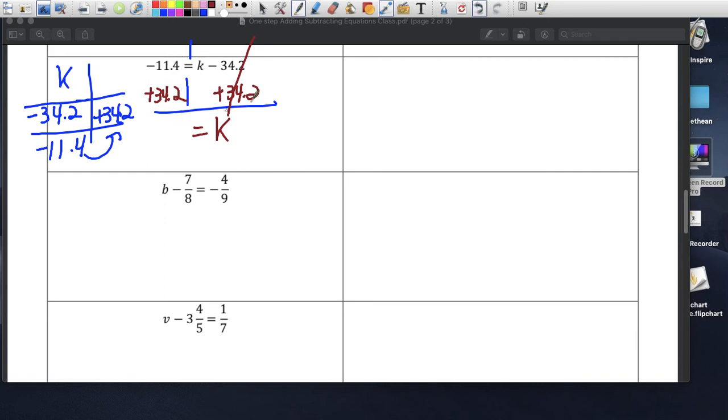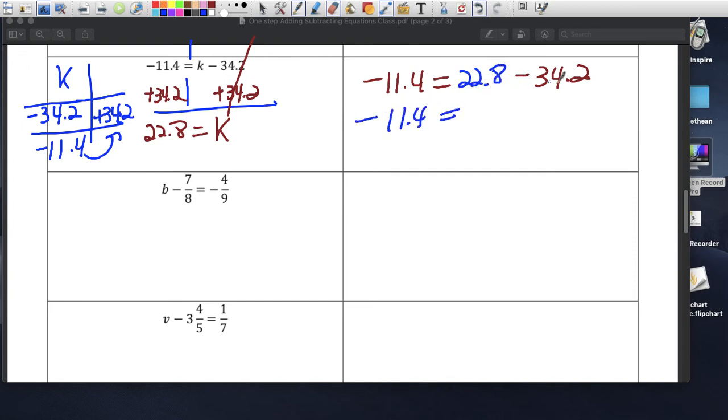And then on that side, I'm going to subtract those. So 34.2 minus 11.4. You have a calculator. 12 minus 4 is 8. 3 minus 1 is 2. And I get 22.8. So my k, according to my calculation, is 22.8. So that's negative 11.4 equals k minus 34.2. And I'll remove that k and put 22.8. So negative 11.4 equals 22.8 minus 34.2. Yes, it is. So again, left equals right. My answer is correct.